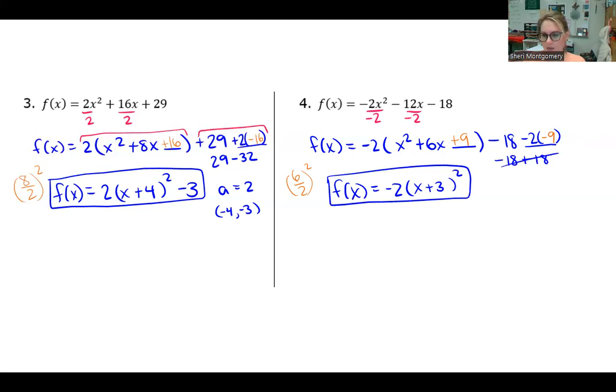So what is A? Negative 2. And what is my vertex point? Very good. So this negative, it tells me that I'm actually going to face down. So this is the only one that I've done so far that instead of facing up, it would face down. That negative tells me I'm going to face down. So the A value is technically just 2, but I want y'all to know that it's also facing down.